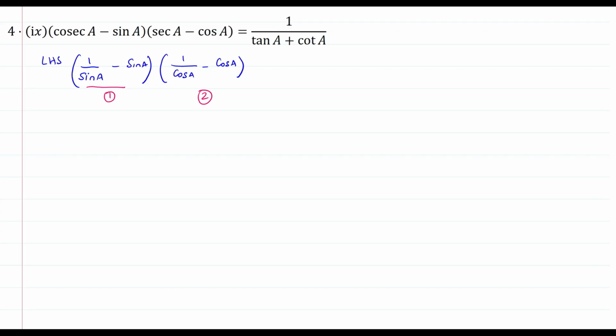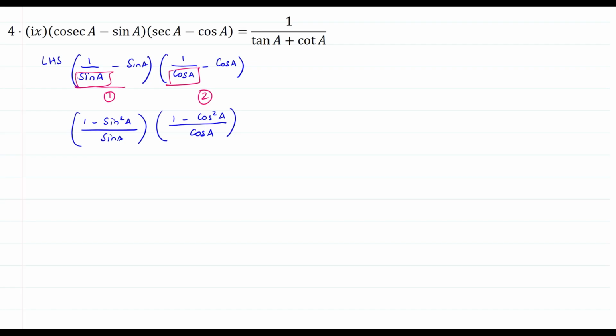So we take LCM and the next step will be (1 minus sin square A) divided by sin A, multiplied by (1 minus cos square A) divided by cos A. I hope you understood how I got this step, because I took LCM. I took sin A as LCM for this term, and for this term I took cos A as LCM.